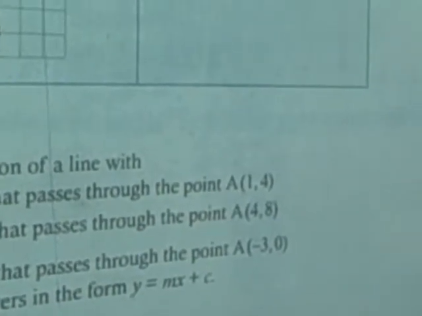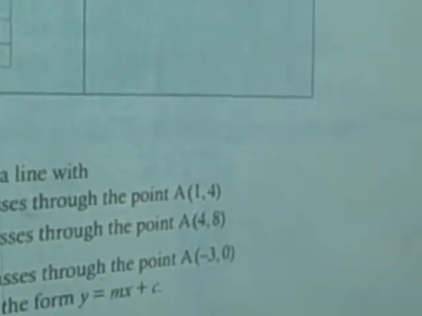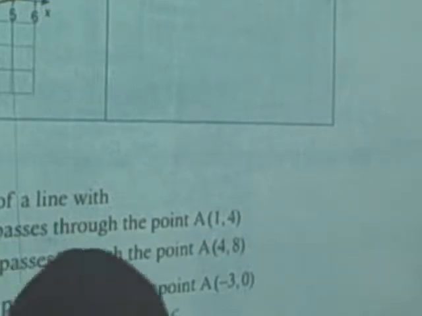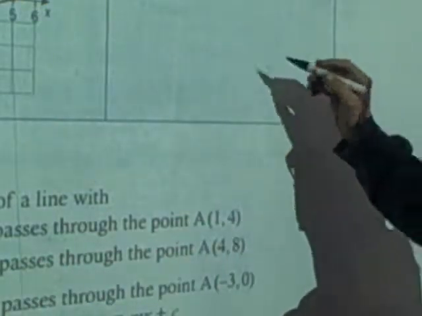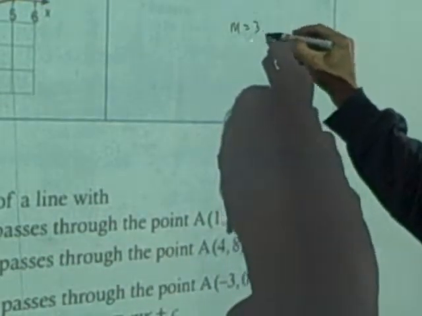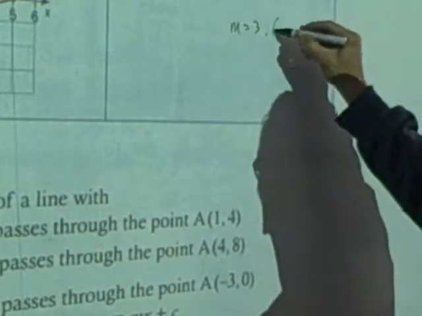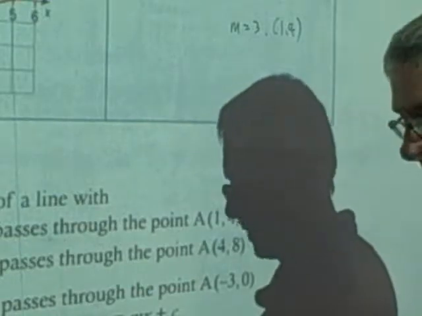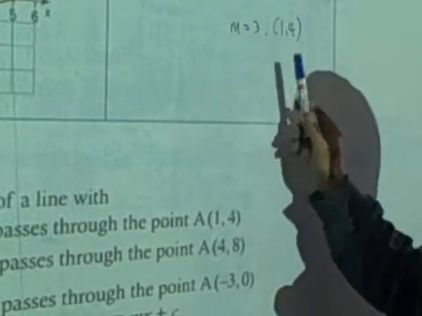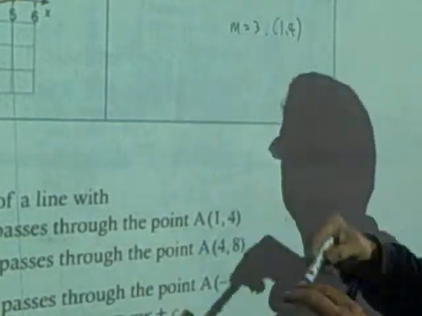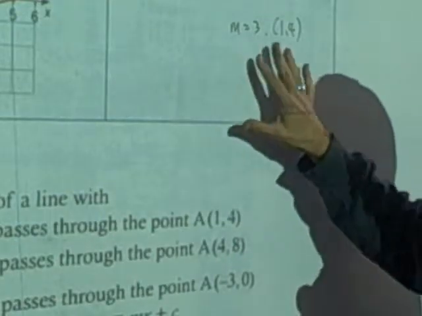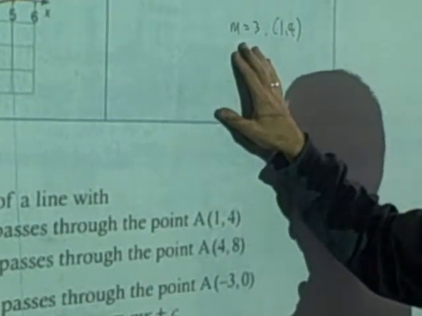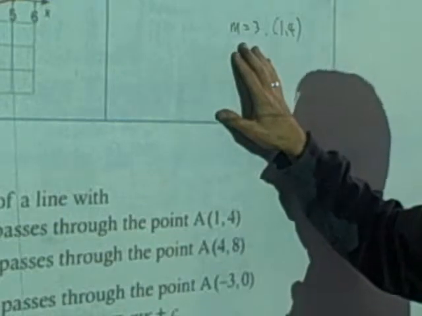Now let me put it over here on the blank part, and that's where we'll do our working. Okay, so first one. The first one says gradient 3, so that's m equals 3. And then it also says it passes through the point 1, 4. Okay, so this is also called point slope form. They give you a point and the gradient, find the equation. Since we already know m, we're really halfway there. All we need to do is find c.